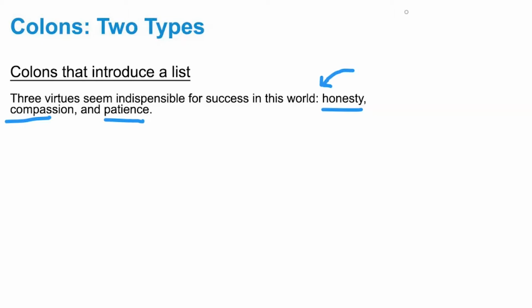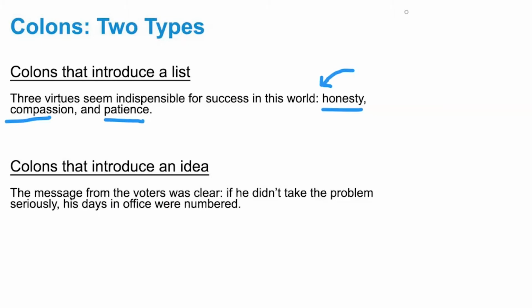And so we could say there are 3 virtues that seem indispensable for success in this world, and they are honesty, compassion, and patience. We're saying the same thing ultimately, but that's a lot longer of a sentence, whereas this use of a colon simplifies it for us. So this is not only grammatically correct, it's actually a really nice way to simplify our sentence.